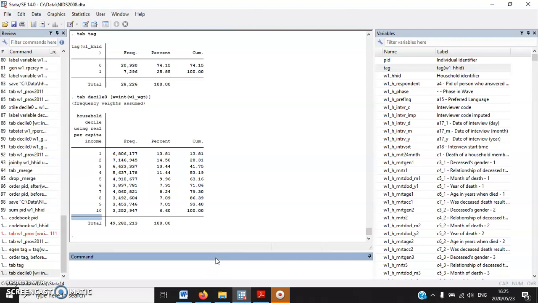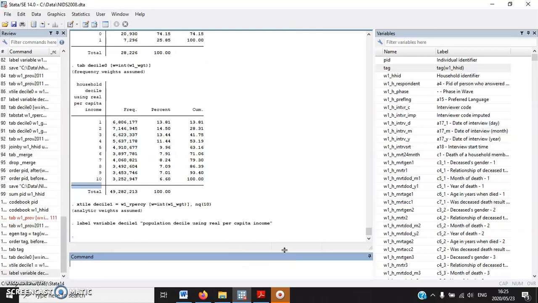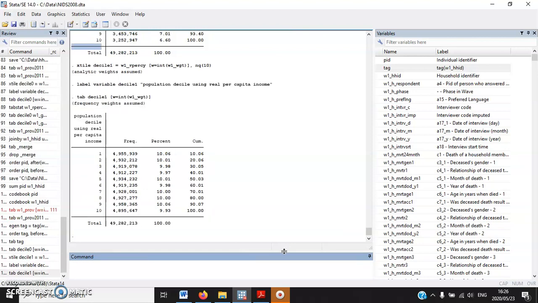So again, the xtile command, xtile decile 1 using real per capita income W1 underscore real R per C. I still remember how to spell the variable which was created by me earlier. Remember to include weight, comma, nq(10), dividing the population into 10 groups, 10% in each group. Give a nice label: population decile using real per capita income. Then we can tab decile 1. So more or less 10%. I hope you're happy with that.